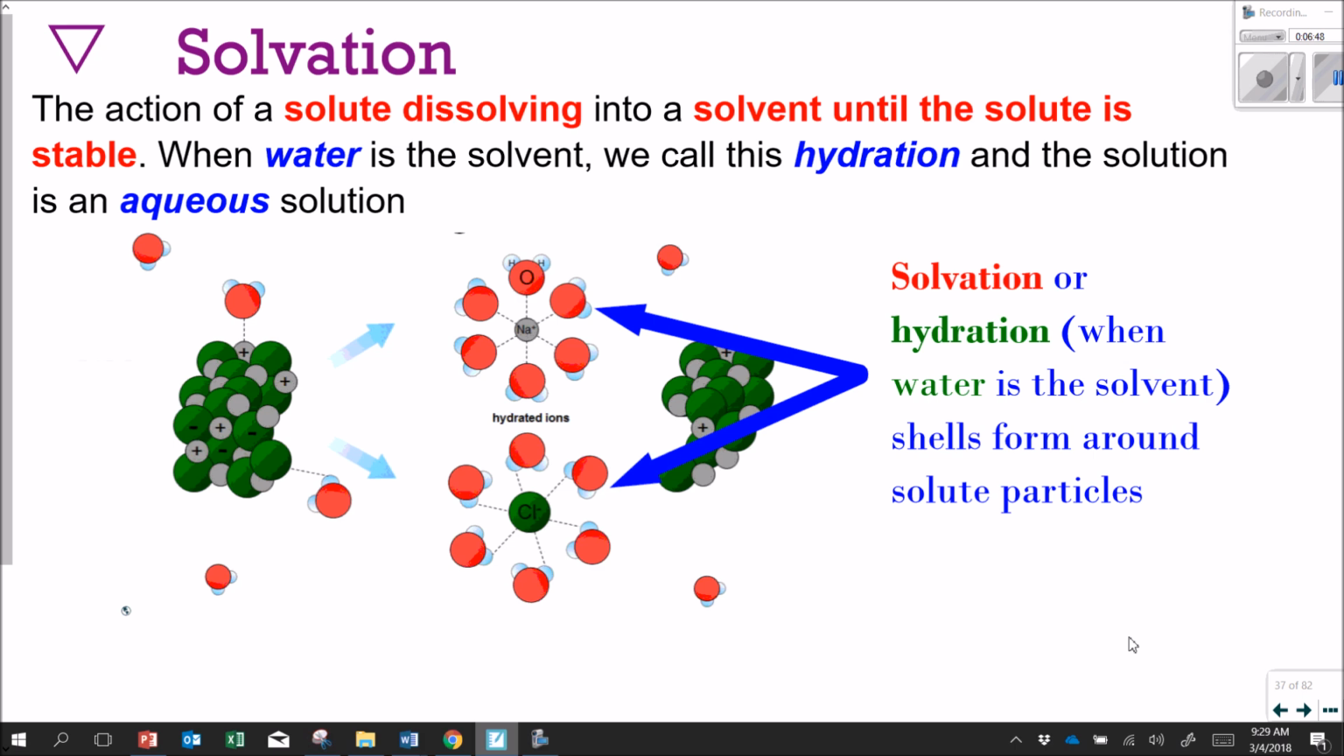Action of a solute dissolving into a solvent until the solute is stable is called solvation. When water is the solvent, we actually call this hydration, and the solution formed is an aqueous solution. So during solvation or hydration, shells form around the solute particles. Here we can see the negative side of the water molecule being attracted to the positive sodium ion in sodium chloride, and the positive hydrogen side of the molecule being attracted to the negative chlorine ions in sodium chloride. And we form these hydration shells around the ions.